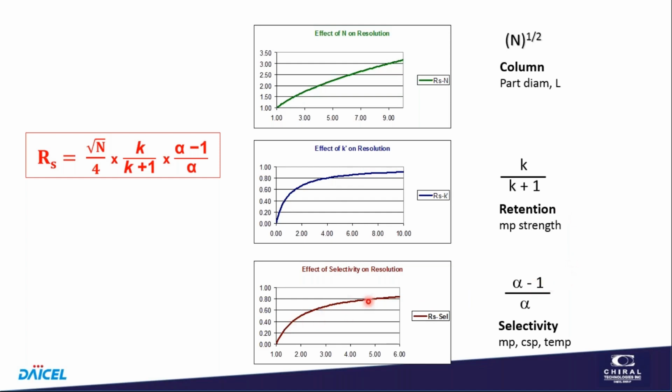Selectivity also has diminishing return. With selectivity, we have to be a little careful that we don't have too much, because if you have a huge difference in the retention, it just uses up time, and as we'll show, the later eluting peak is usually much broader than the first eluting peak. So there is an optimum for selectivity.